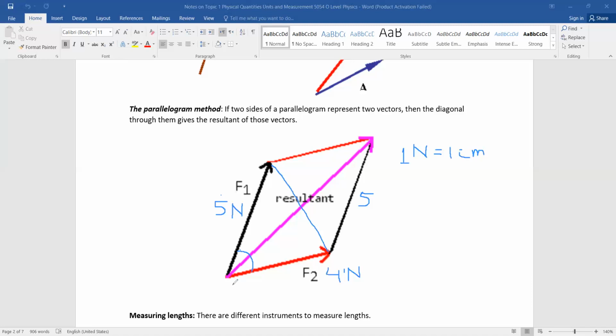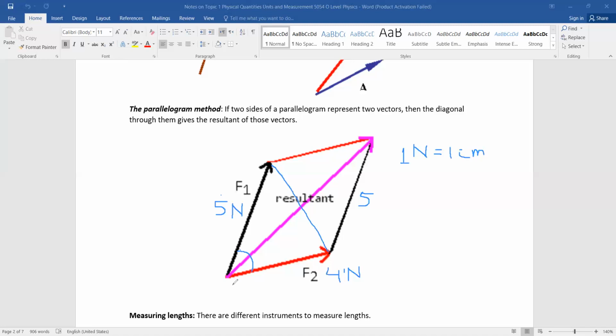You said we have to find the length of the diagonal. Then since the length will be in centimeter, you have to convert it by using the unit: 1 centimeter equals 1 Newton. So that's why it is called the graphical method, as we are drawing it, and from the drawing we are calculating the values. That's why it is called the graphical method.